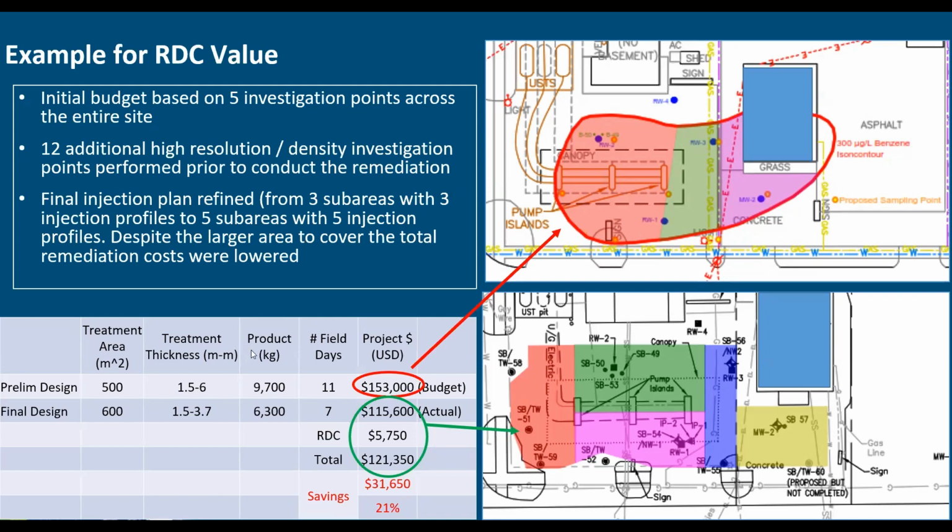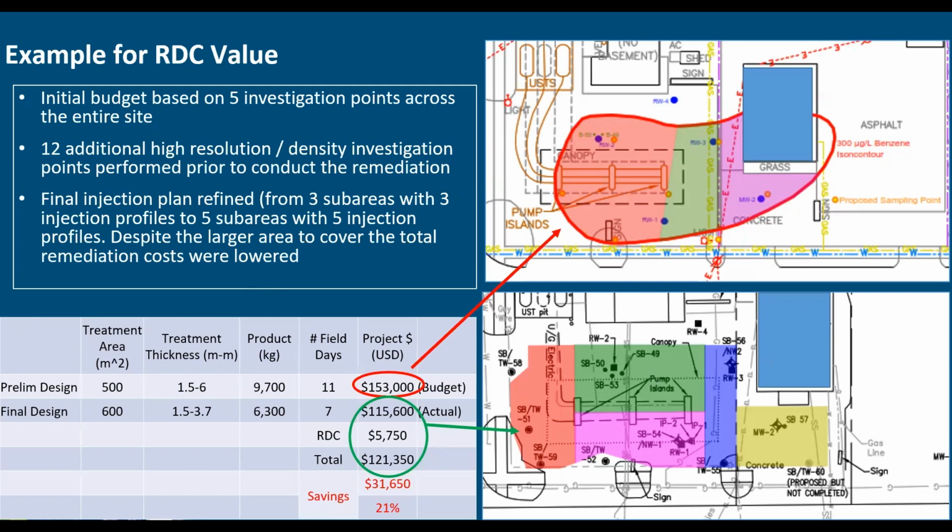And I went through and ran the numbers on this project here, where we had our preliminary design based on 11 field days and about $153,000 US budget, and we were able to save the client close to 20%, even when you factor in that RDC, because we were able to.